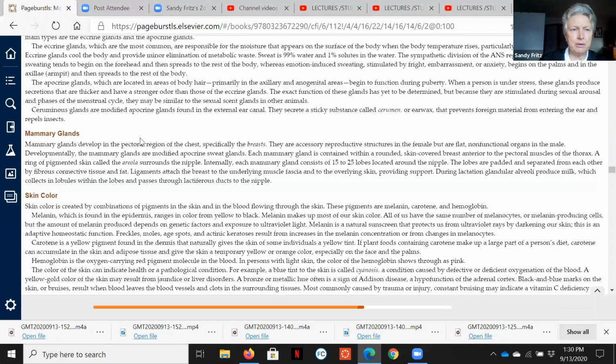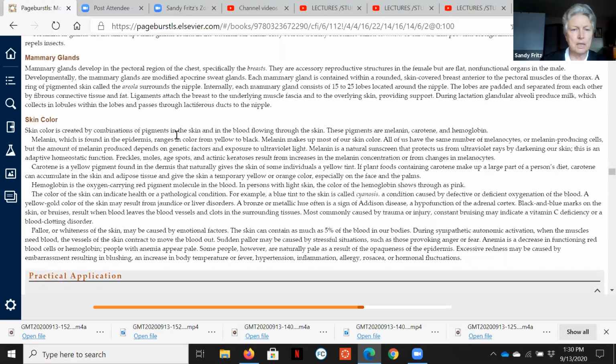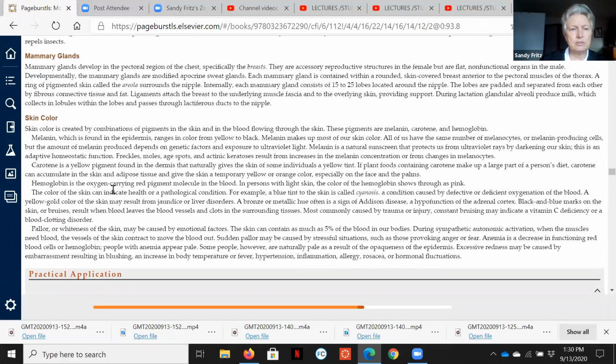Now, the mammary gland, the breast, is actually part of the skin. We think of it as part of the reproductive system, and it does produce milk, but it is actually classified in the integumentary. And then there's the variations in skin color, and that also can be indicative of a shift in homeostasis.